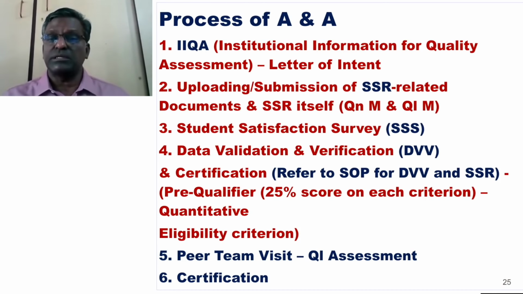Now what has happened is NAAC has employed a third party, and that third party will verify and validate the quantitative data that you have submitted. For instance, a particular institution claims that there are 300 staff members, and out of the 300 staff members, 295 staff members have PhD degrees.